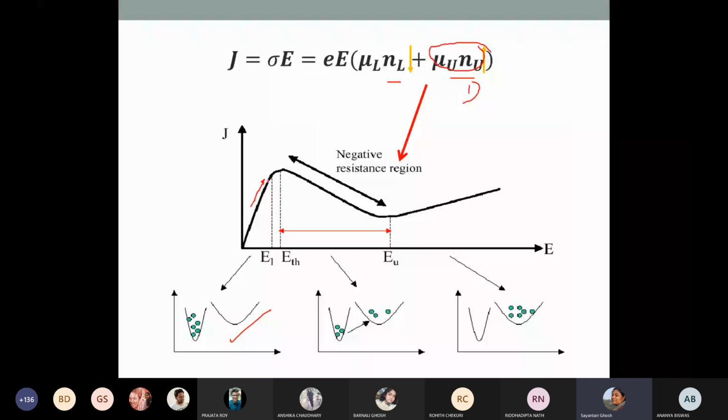So in this part, only one mu was playing its role, and thus the slope is fixed. Okay, only one mu was effectively playing its role to control the slope of the curve.